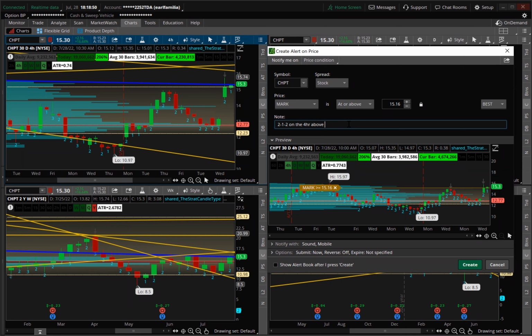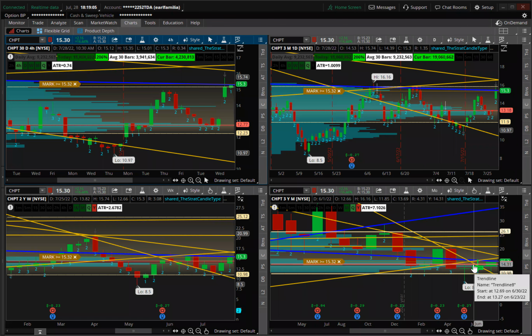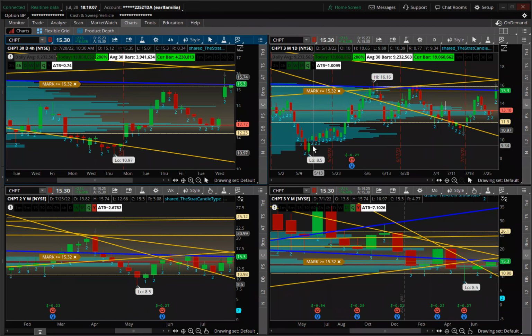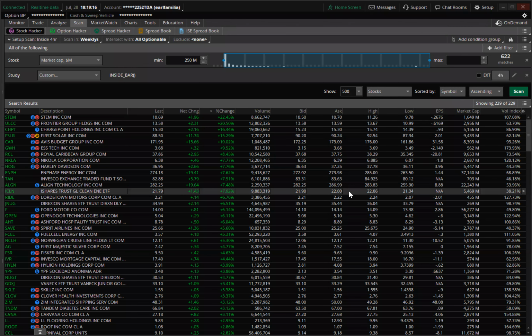So we got an entry level of 1535 on Charge Point. By it being a smaller price stock, your alert level should be closer. There's no set number that you should have it at. But that's the first one right there, and that is Charge Point. So let's keep it going.